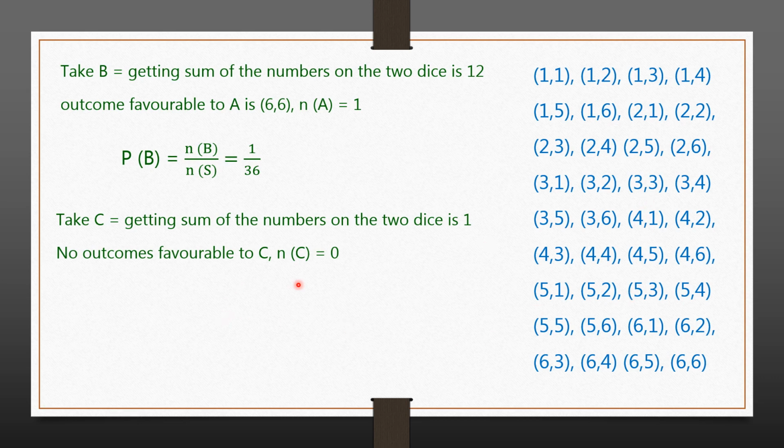Therefore, as there are no outcomes favorable to C, n of C is 0. From this you can find P of C, that is n of C by n of S. 0 by 36 is 0. Therefore, the probability of C is 0. We call these types of events impossible events. We discussed already, an event whose probability is 0 is called an impossible event. This is an example of an impossible event. When two dice are thrown, getting the sum of the numbers on the two dice as 1 is an impossible event.